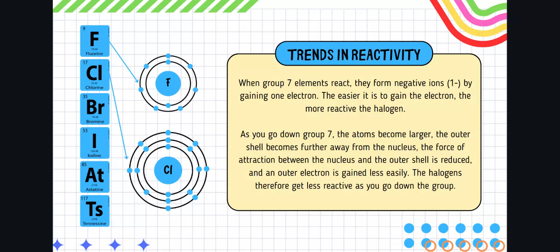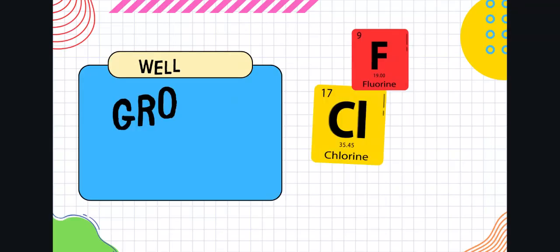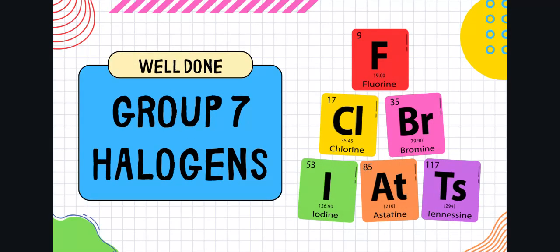So even though the melting and boiling points go up as you go down the group, the halogens become less reactive as you go down the group, because of the amount of space between the outer electron and the inner protons.